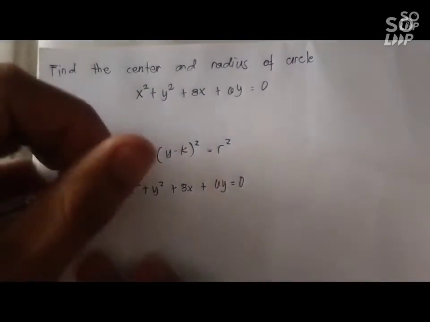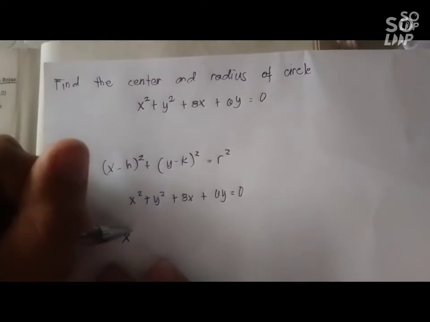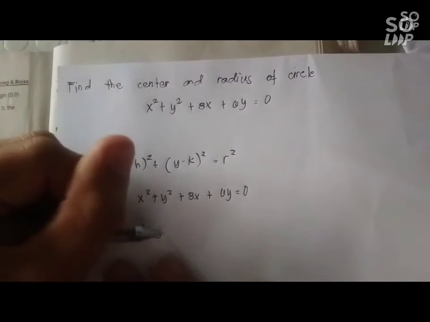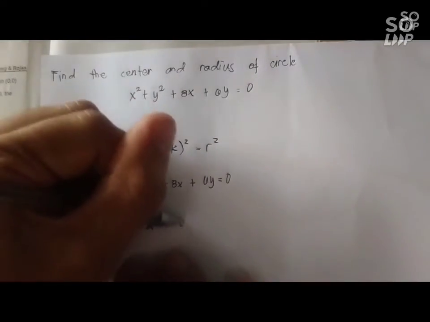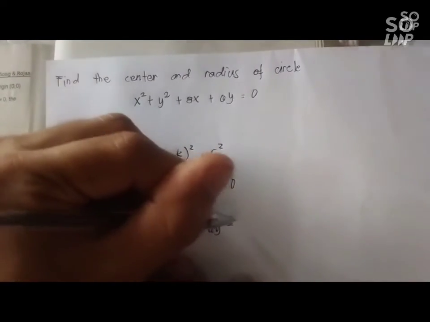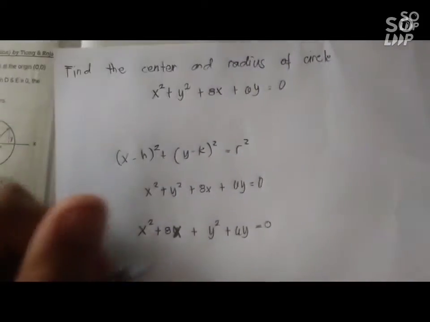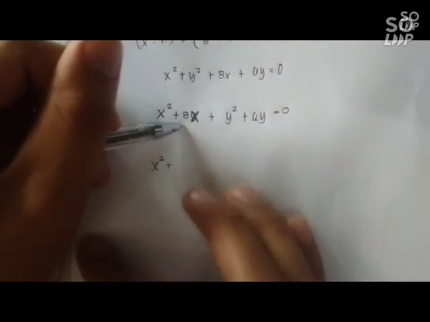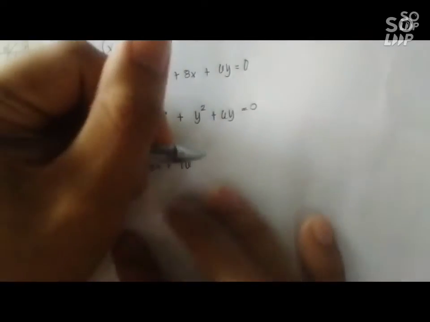So ang una natong buhaton is i-combine ang parehas nga terms. So x squared plus 8x plus y squared plus 6y equals 0. Karon ana ato na i-completing the square, which is x squared plus 8x, 8 divided by 2 is 4, 4 times 4 is 16. So para ma-complete siya, 8x plus 16 para complete square na siya.